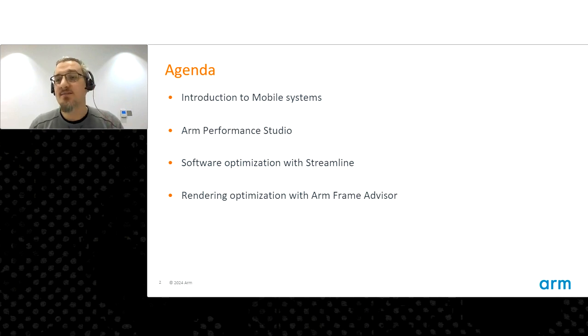But then we're going to deep dive into two case studies. One looking at software optimization with our Streamline profiler and how you can get some kind of microarchitecture feedback from the CPU about how to optimize things. And one looking at rendering optimization with one of our new tools called Frame Advisor, which we released at the end of last year. So hopefully there's a bit of something for everyone here. And yeah, questions very welcome at the end. There will definitely be more we could talk about.